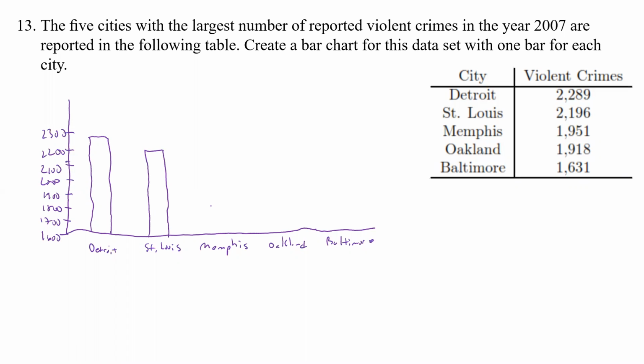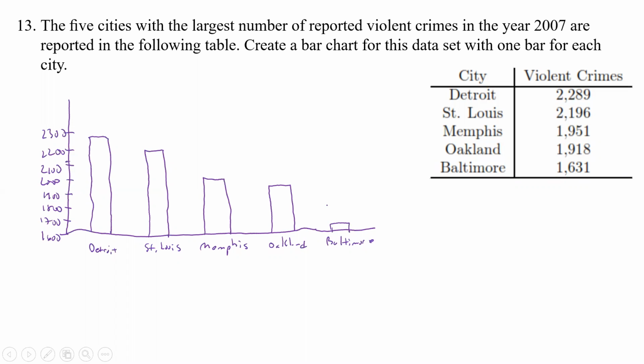Memphis is 1951, so it's almost 2000. So somewhere in that vicinity. Oakland, 1918, so it's just over 1900. And then Baltimore, 1631. So it's a pretty small bar. It kind of maybe looks something like that.